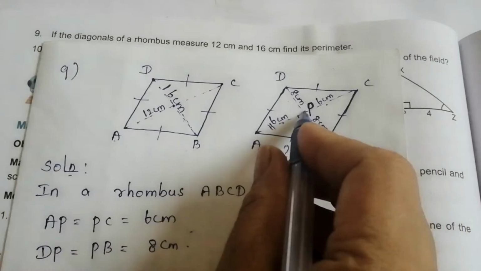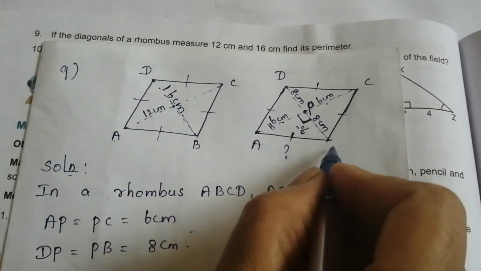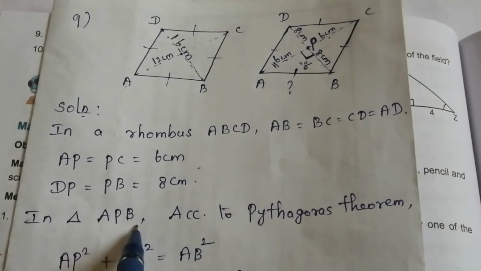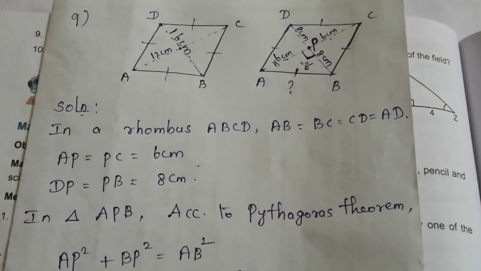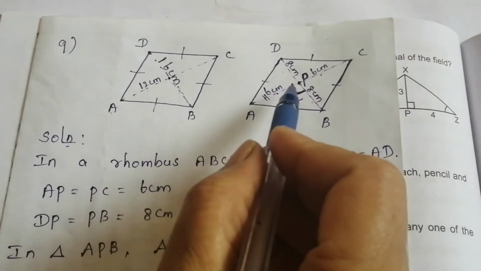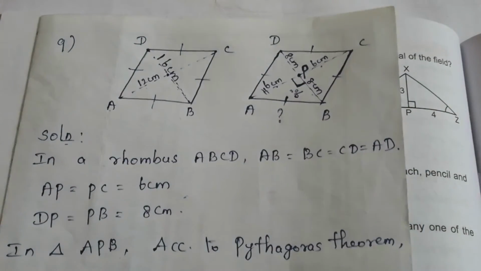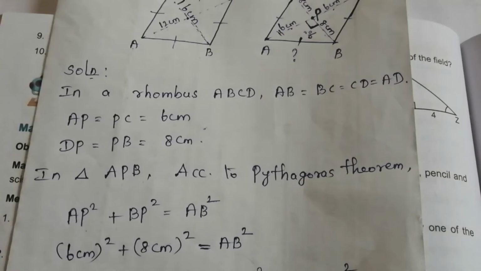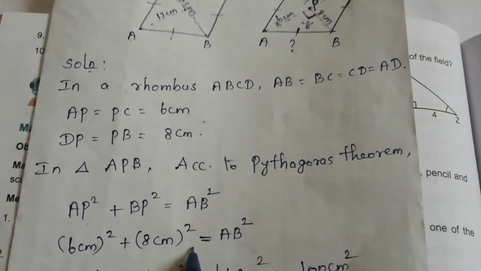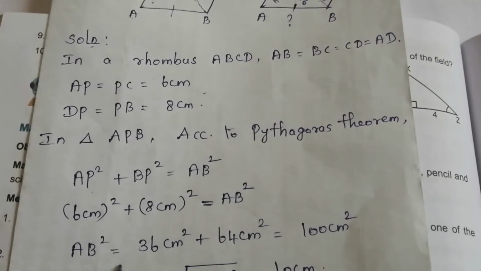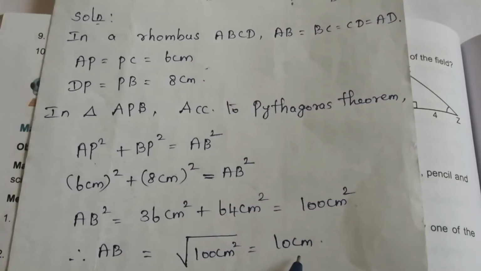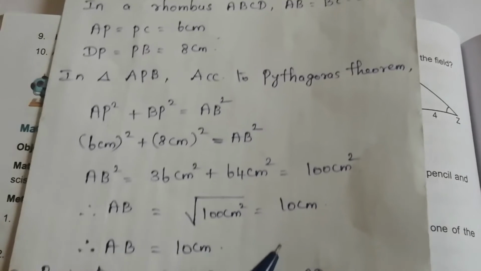So I am considering this triangle APB. According to Pythagoras theorem, AP square plus BP square equal to AB square. Here this angle forms 90 degree. So AP equal to 6 centimeter and BP equal to 8 centimeter. So 6 square plus 8 square equal to AB square. So AB square equal to 36 plus 64 equal to 100. Therefore AB equal to square root of 100 equal to 10, that is equal to 10 centimeter.